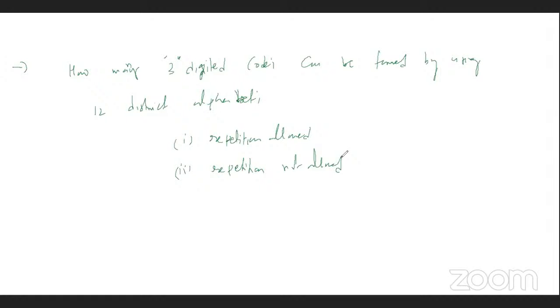Did you understand the question, Tejas? Yes, sir. How many three-digit codes can be formed by using 12 distinct alphabets? Repetitions allowed, repetitions not allowed. So what is the size of our code? The size contains 3 alphabets. How many digits do we have? 12 distinct digits. So repetitions allowed means how many ways are possible? 12 power 3, sir.